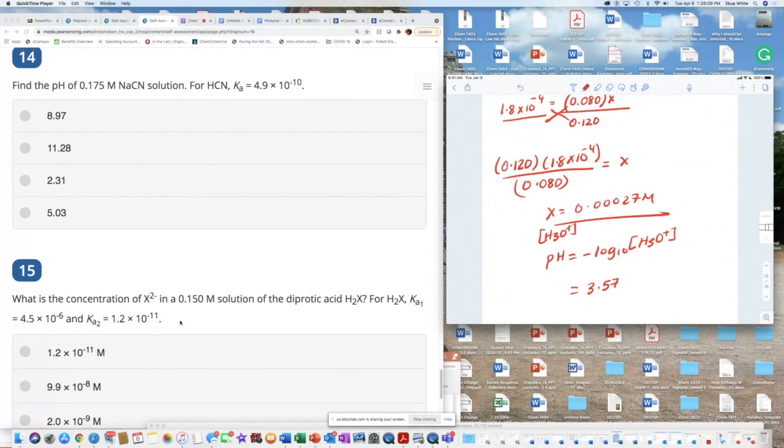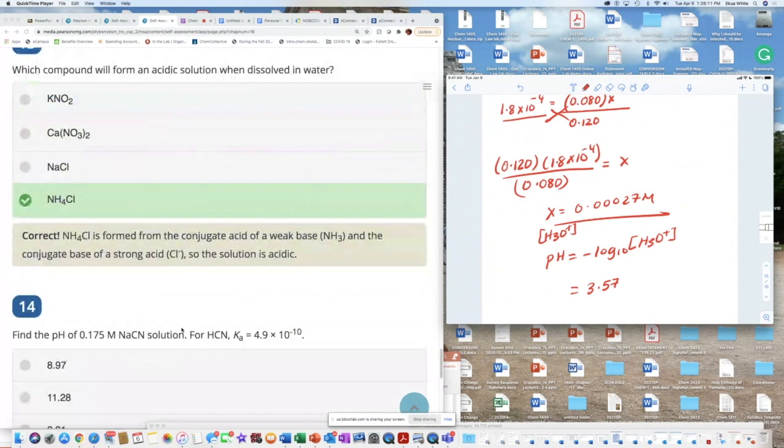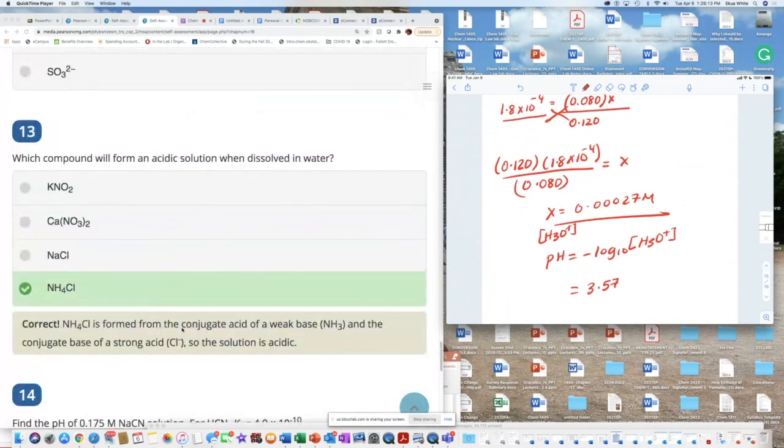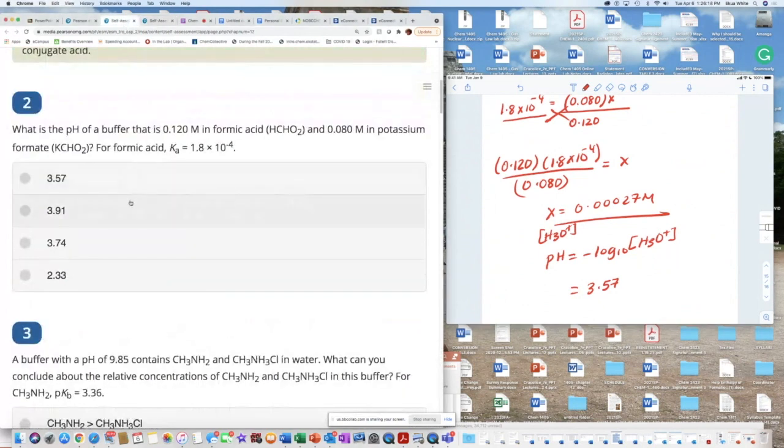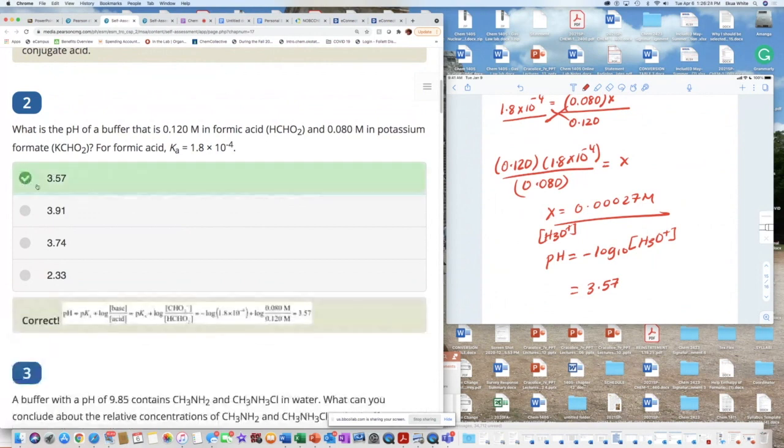Okay. So I'm trying to see. I was working on question number, was it number 2? Wait, why do I feel like I'm in a different problem set? Oh, there, number 2, 3.57, right? So this is what I get, right?